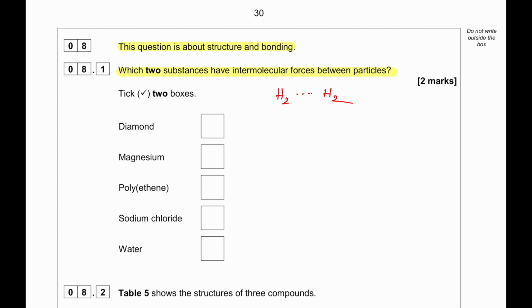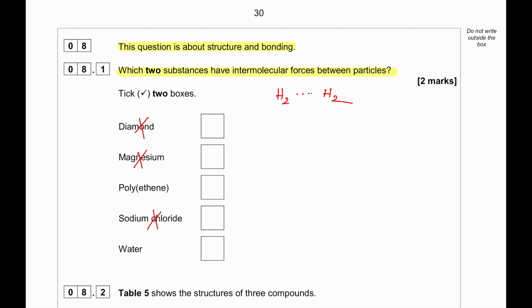Diamond is a giant covalent structure, so it acts like a single molecule. Magnesium is a metal with delocalized electrons, so it also acts like a giant structure, so there is no molecule that will attract each other. Sodium chloride is an ionic structure, where the sodium ions and the chloride ions are positively and negatively charged, and they form a giant lattice. So they do not form molecules, so they do not have intermolecular force.